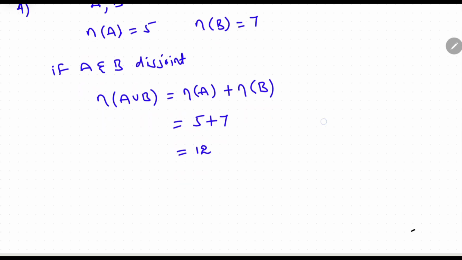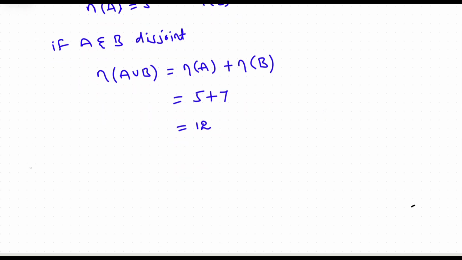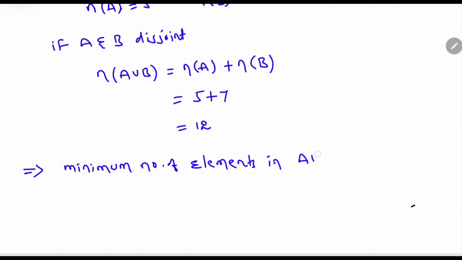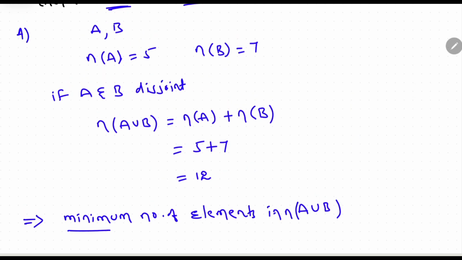If I take to find the minimum number of elements, it is not in the question actually. So to find the minimum number of elements in A union B, that is n of A union B, we have to take n of A is 5, n of B is 7. Out of these two, A has the least number.